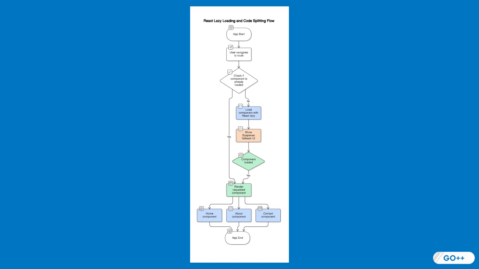However, while the component is loading, we need to handle the user experience. This is where Suspense comes in. Suspense is a React component that provides a fallback UI, such as a loading spinner, during the waiting period for lazy loaded components. These concepts are vital for optimizing large applications, improving load times, and enhancing user experiences, especially on mobile devices with limited bandwidth.